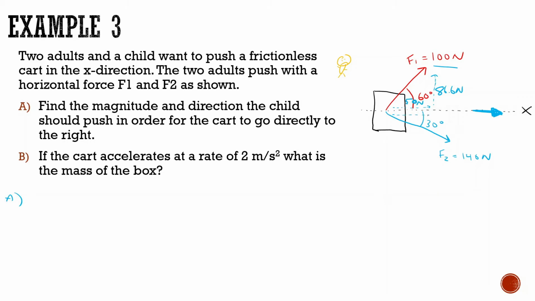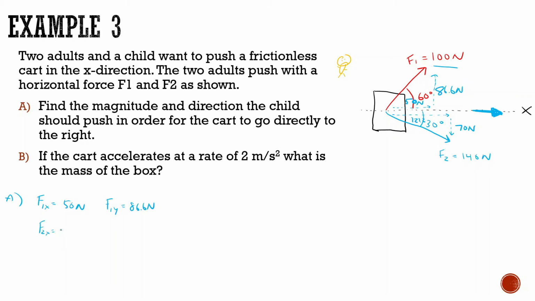Now, if we look at the x and y components of F2, I know that sine of 30 times 140 is equal to 70 newtons. For the cosine, I don't really know what that is. Cosine of 30 times 140, and we get 121.2. So this is going to be 121.2. Let's write that down. F1x is going to be equal to 50 newtons. F1y is going to be equal to 86.6 newtons.